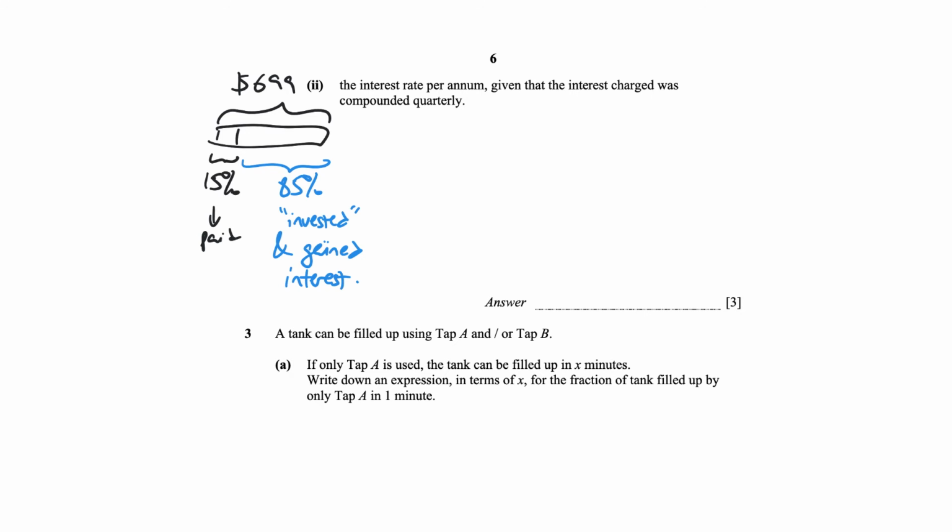Alright, and then for part I, you see that they ask you to calculate the interest rate per annum, given that the interest charge was compounded quarterly. What does it really mean? We have $699 for the cost price and 15% we paid. Since this is about compound interest, it's like the remaining 85% is what gets invested. It's actually the company that you owe money to. They're gaining compound interest on this 85%, right?